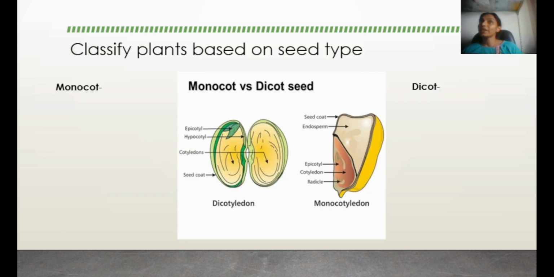Now, how can we classify plants based on their seed type? Yes, we can classify them as monocot and dicot seeds. But once a seed grows into a plant, can you actually predict by looking at the plant whether it will produce monocot seeds or dicot seeds? What do you think? This is what we'll be learning about in this lesson. That is something new that we haven't learned before.